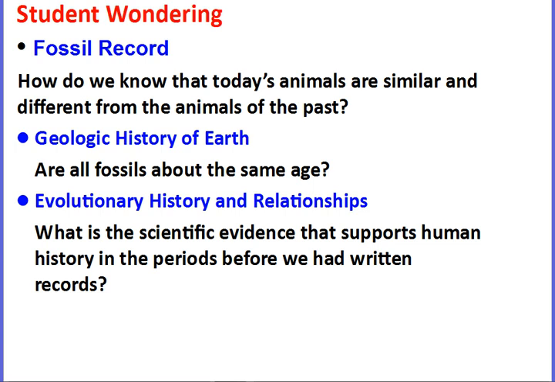So the student wonderings, these come from STEM scopes. Kind of questions that guide each of the units. And for fossil record, one of the questions was, how do we know that today's animals are similar to and also different from the animals of the past? So what is there in the fossil record that we can look at and see that shows us similarities and differences between early animals and today's animals?